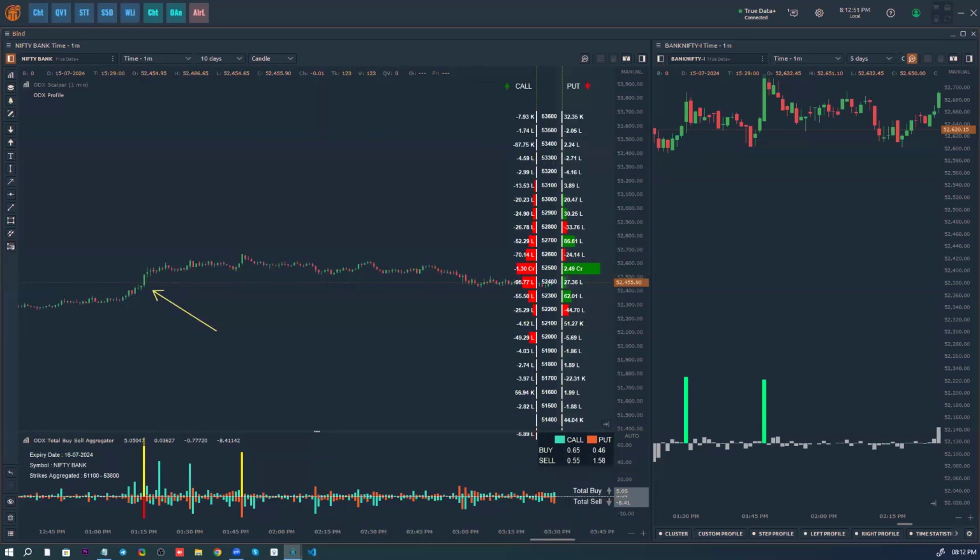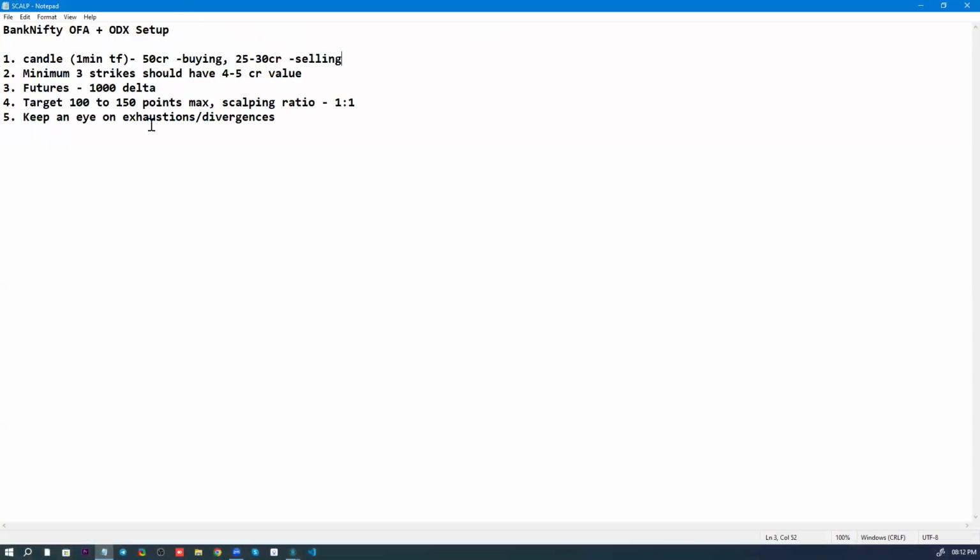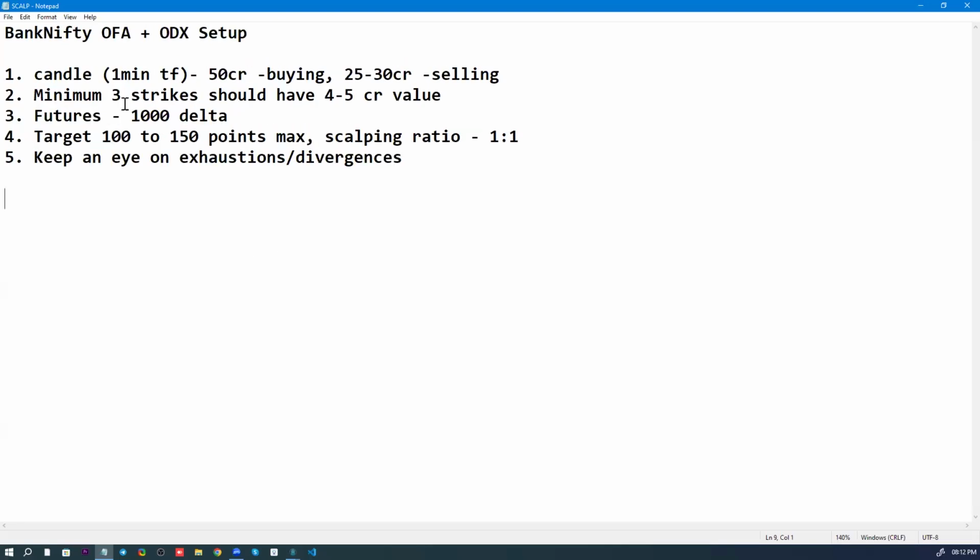Now, the setup I have already written in a notepad, so we'll discuss this. This is the Banknifty Autoflow setup. If you want, you can take a screenshot of this. In this setup, we are looking at a 1 minute candle time frame.